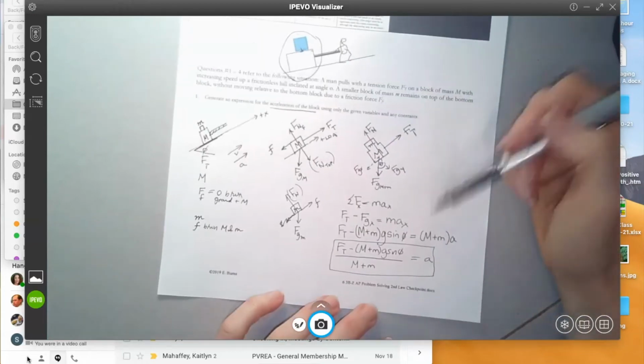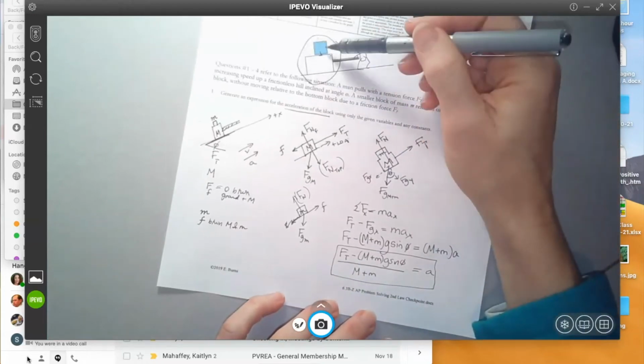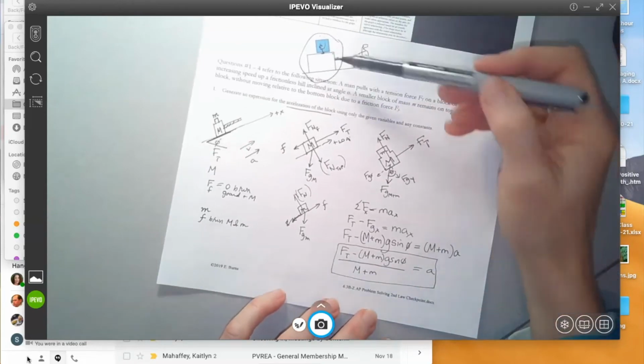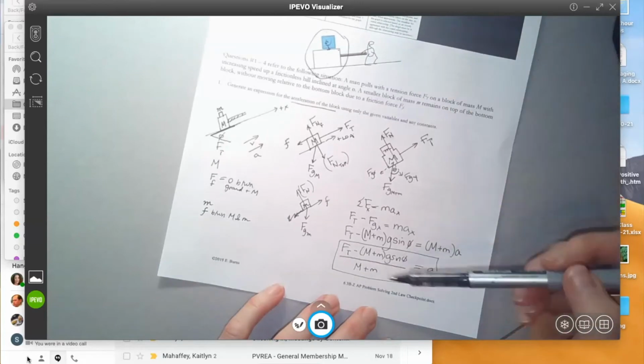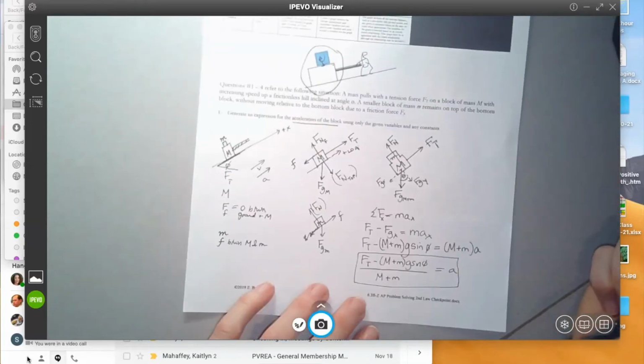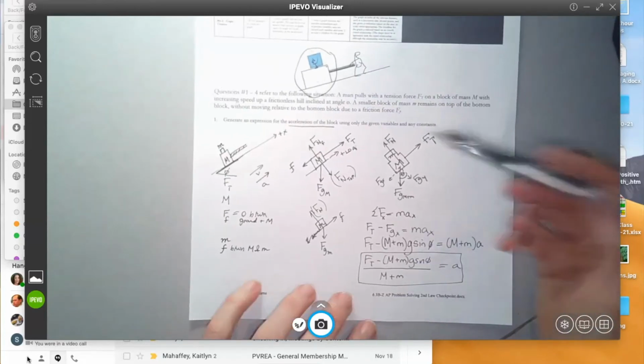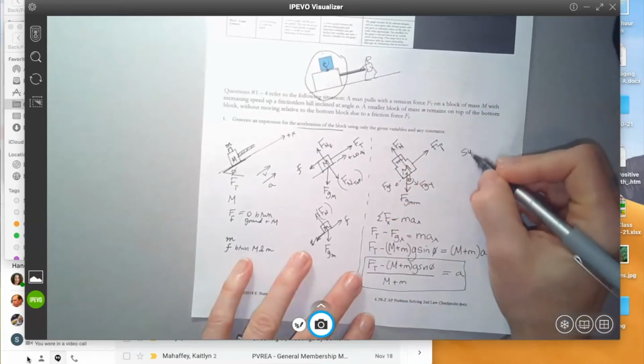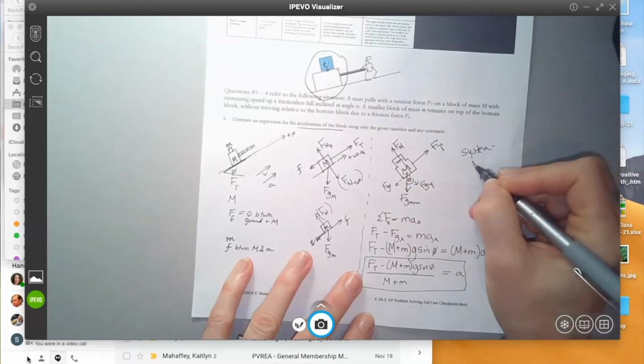And listen, you can do this because they have the same acceleration. If this was slipping off, then it would be a problem. But because these two things have the same acceleration, you can actually solve for this together. This is called system solving, which we're going to get into a lot more.